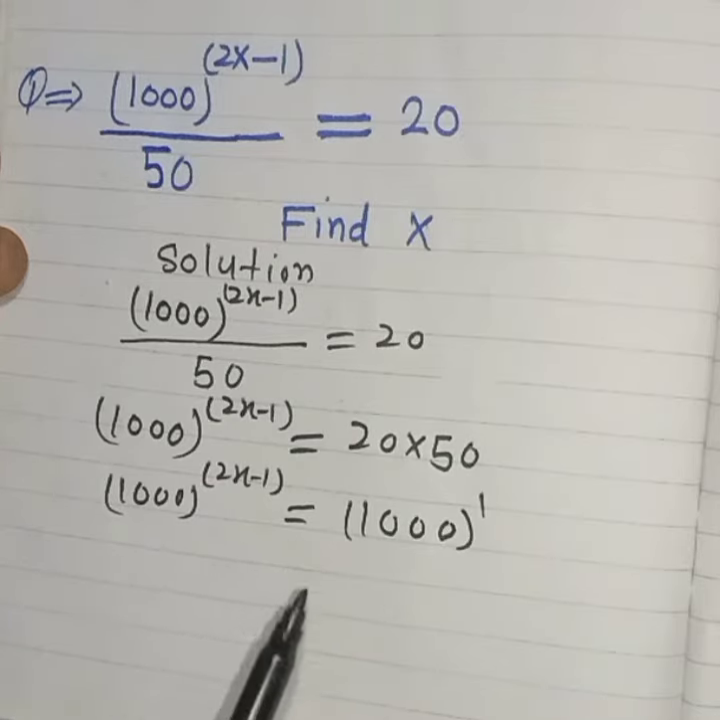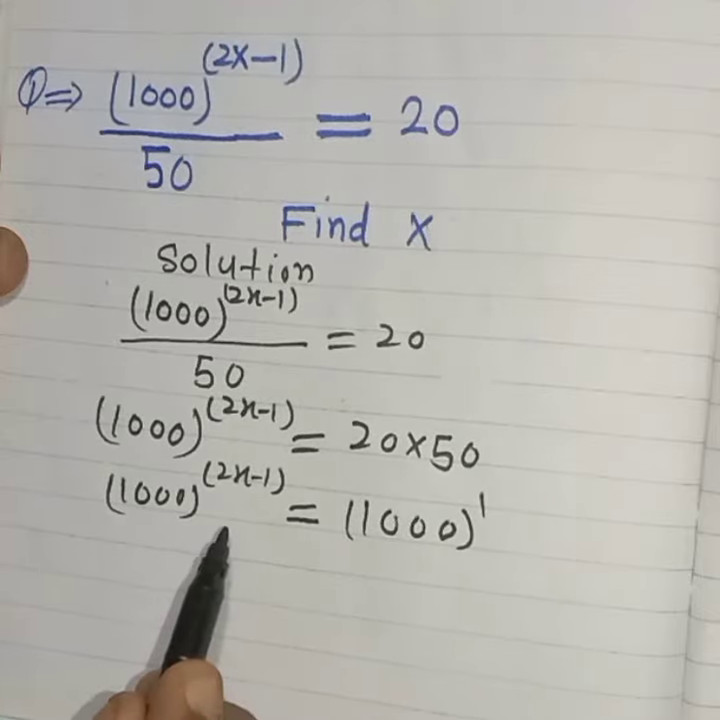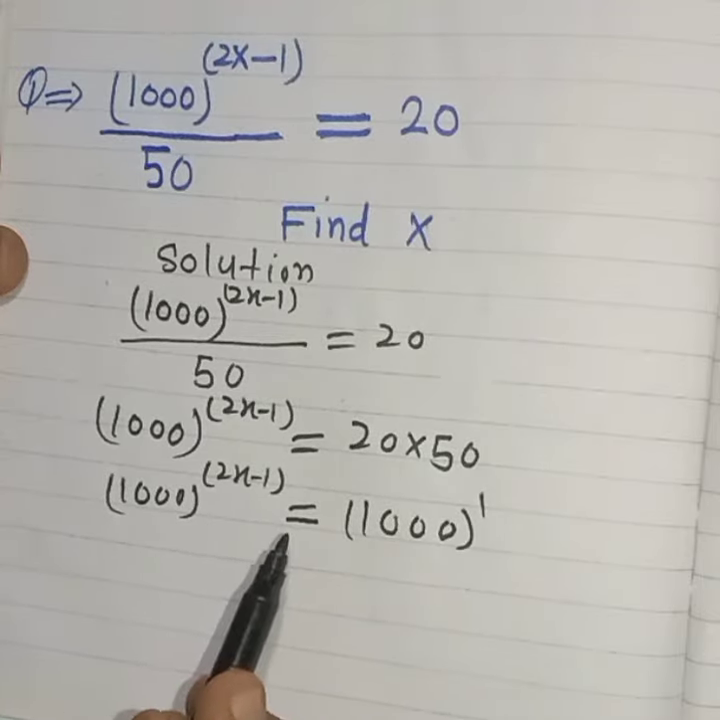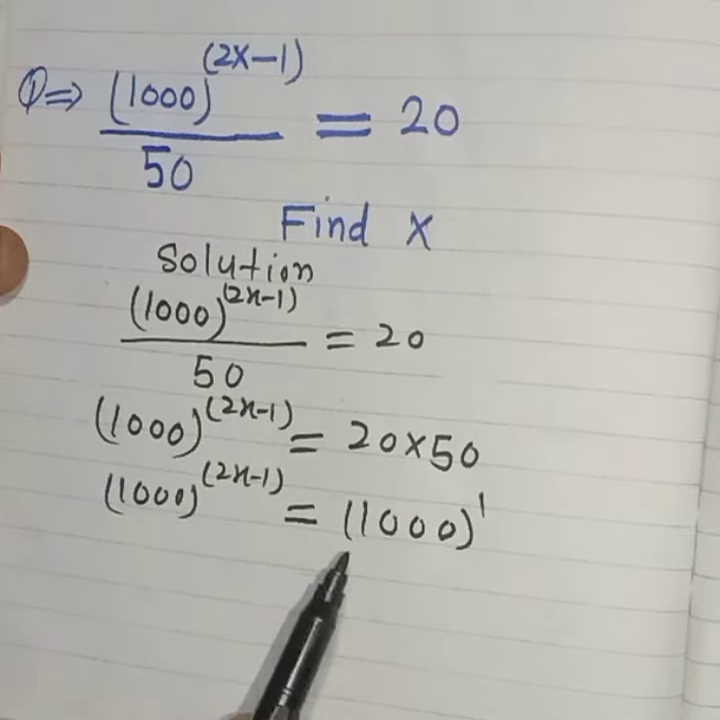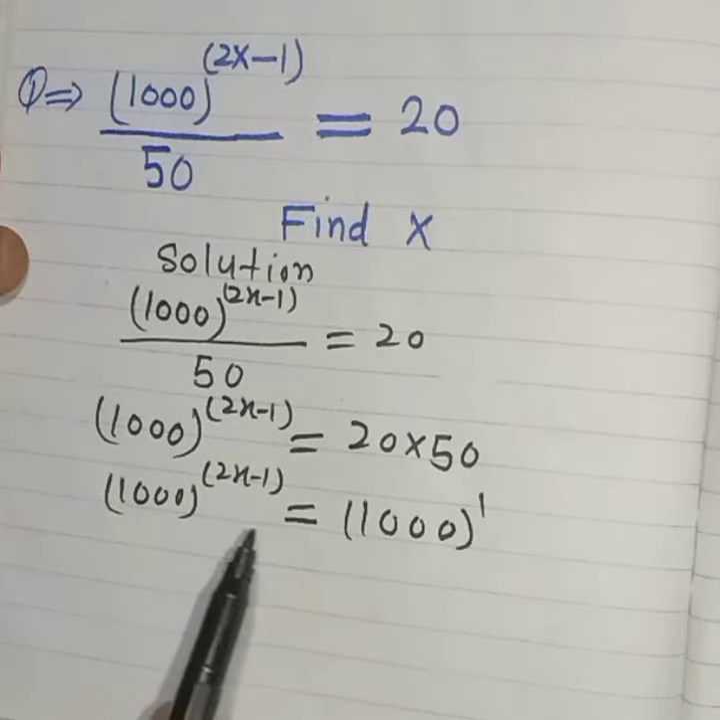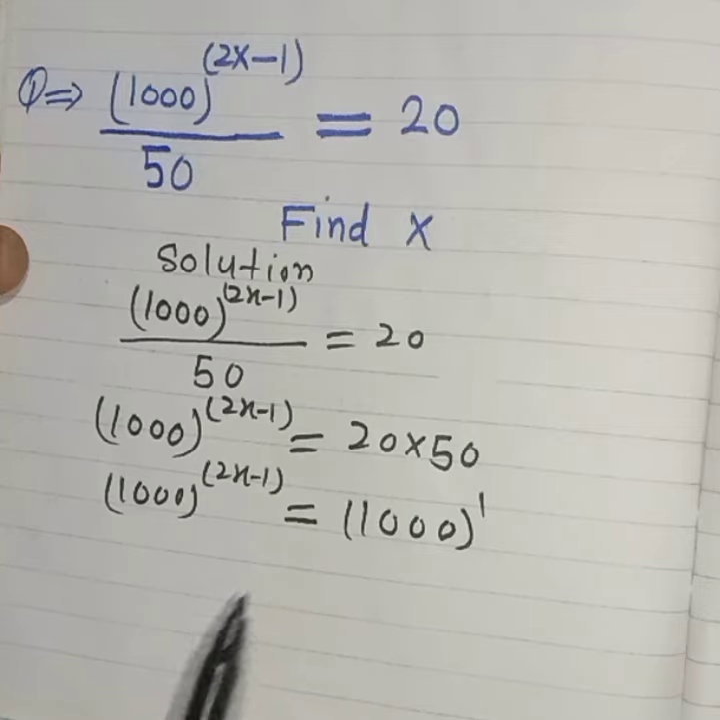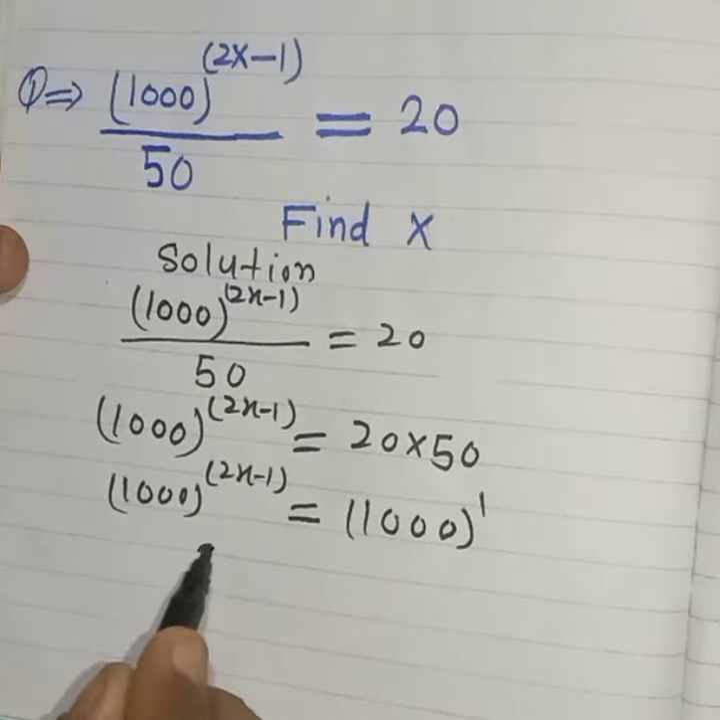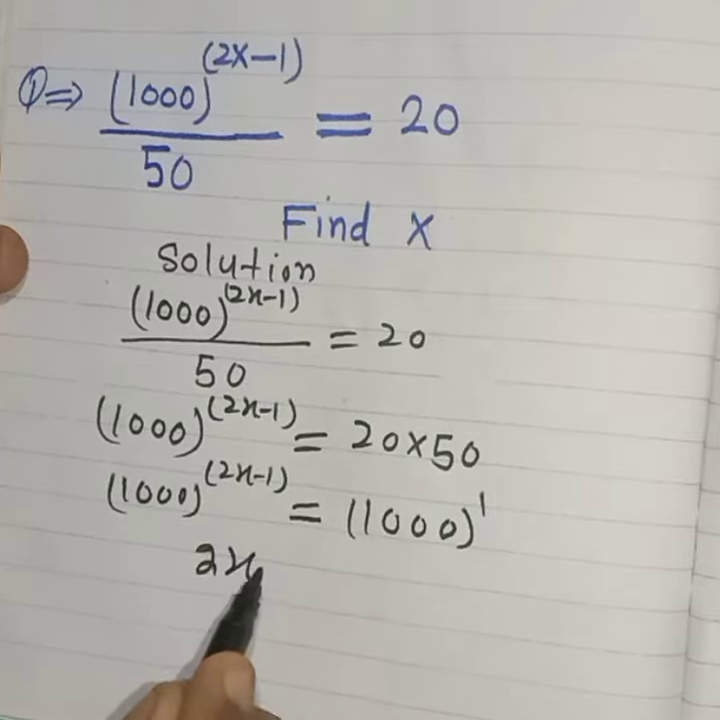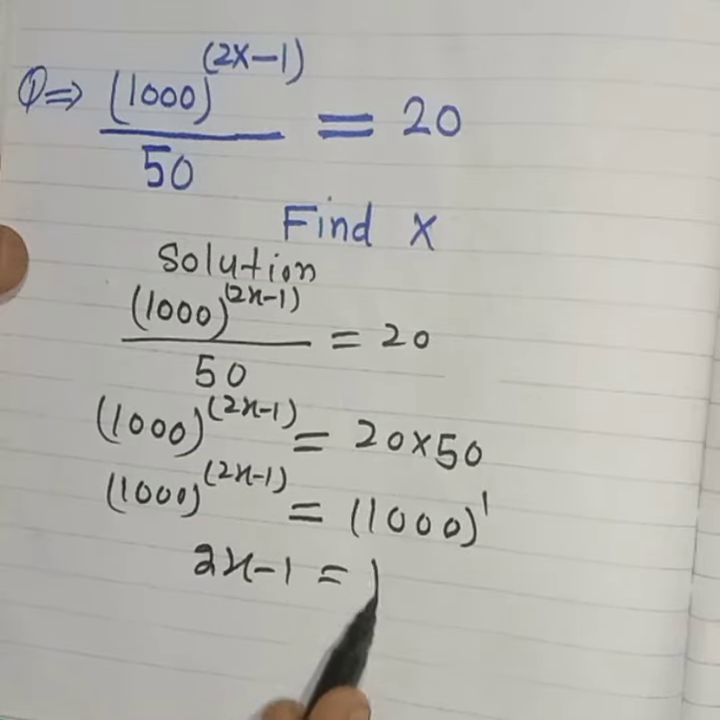If both sides have the same base, then the powers of both sides are equal. Both sides have the same base, so the powers are equal to each other. Now I can write, the bases cancel with each other: 2x minus 1 is equal to 1.